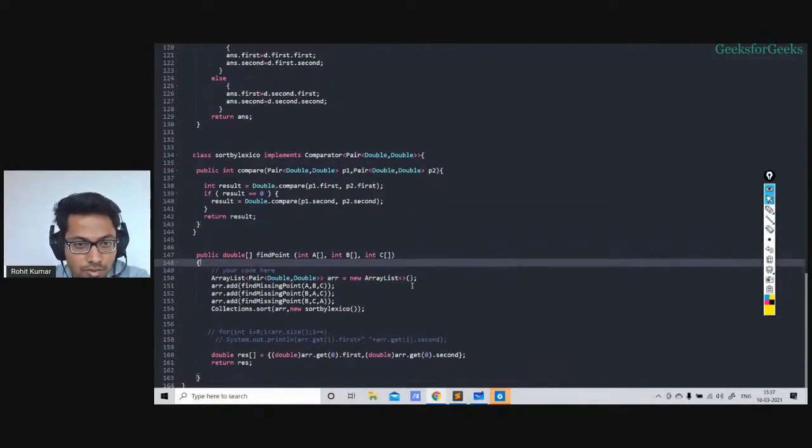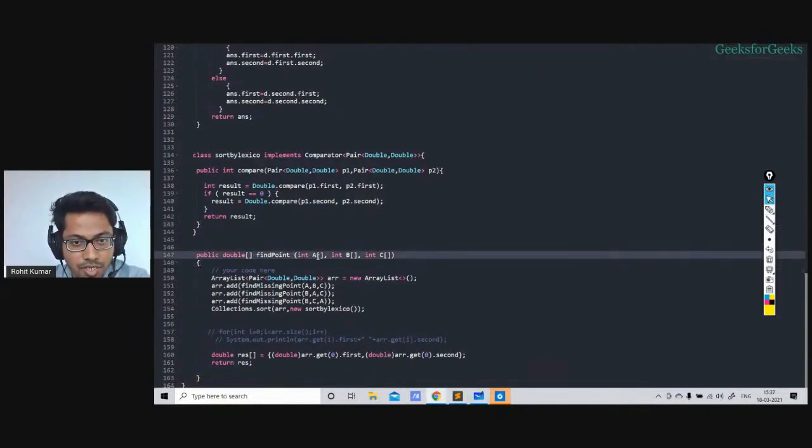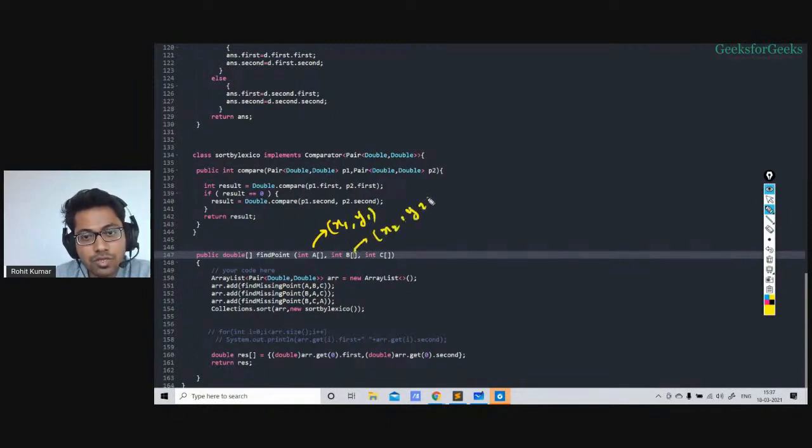So initially, we have a method find point which takes three one-dimensional integer arrays, A, B, and C. Each of these arrays will contain only two values: the x coordinate and the y coordinate. So in A, you will have, let's say, x1, y1. In B, you will have your x2, y2. So these are your coordinates which are known to you. This is passed to your method.